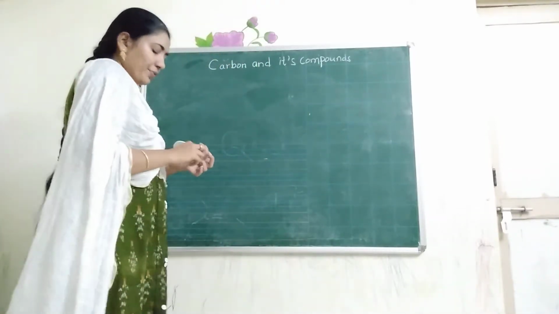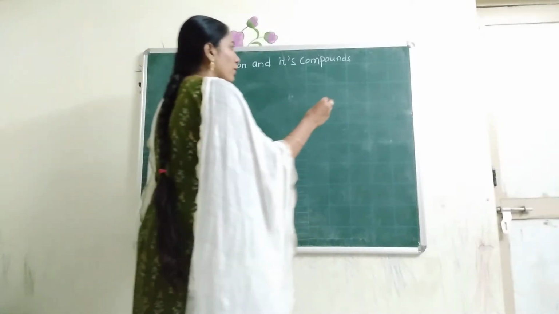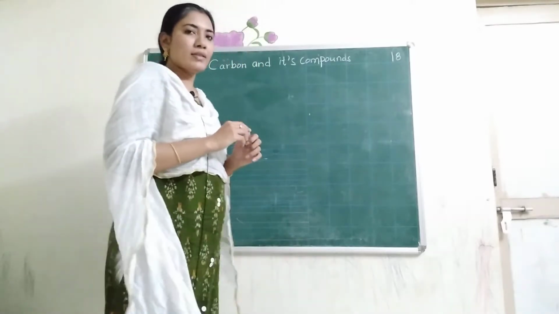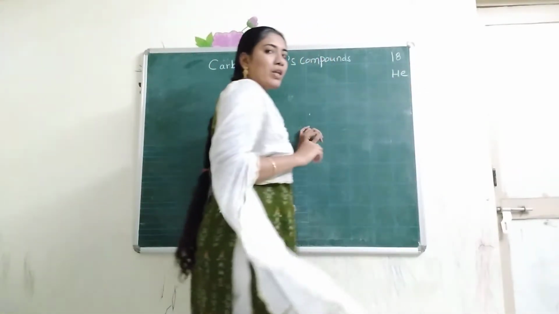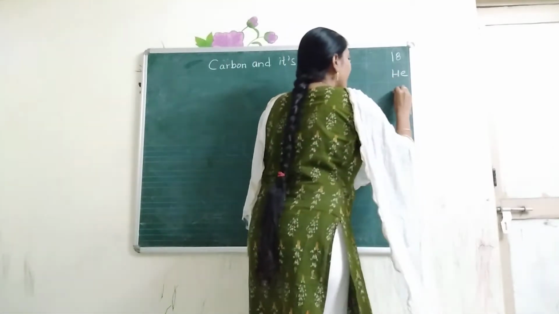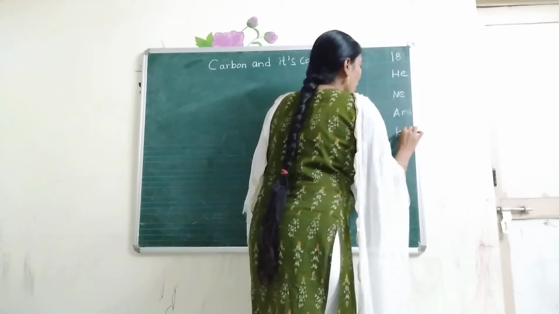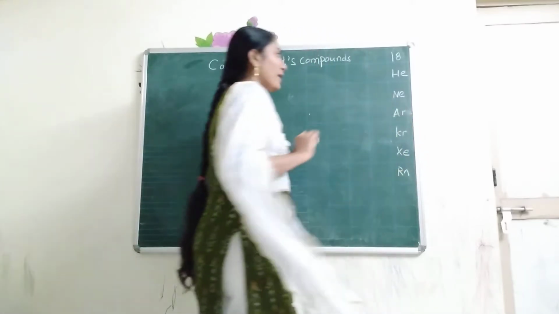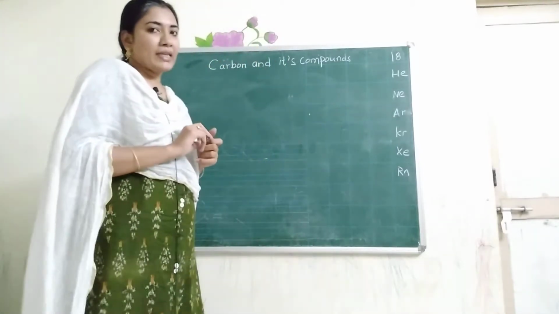Okay, if you observe the periodic table, in group 18 elements, what are the elements in group 18 of the periodic table? Helium, neon, argon, krypton, xenon and radon. These are the elements present in the 18th group of the periodic table.